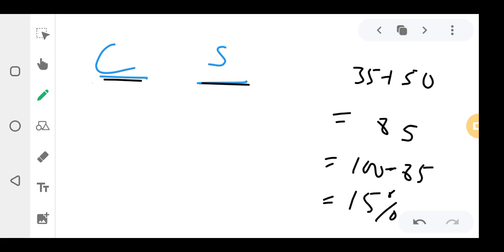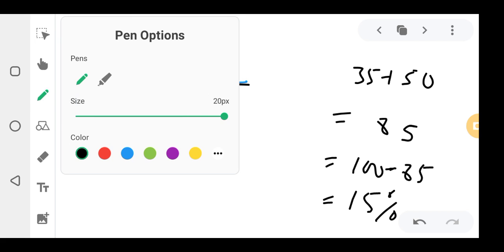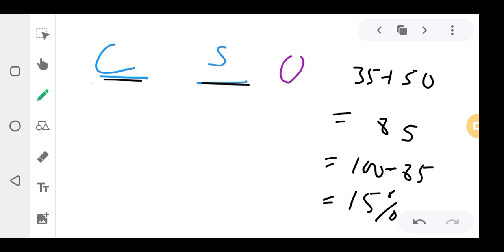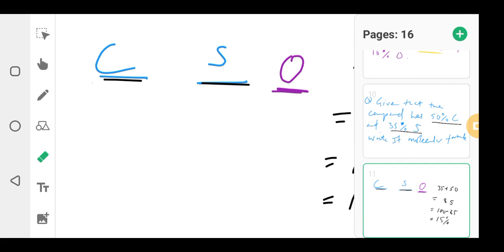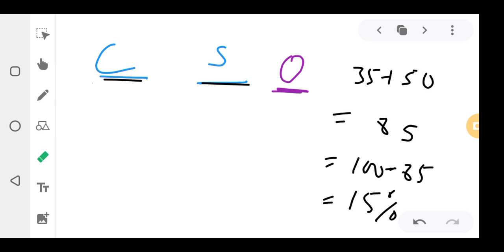Okay? So I'll introduce a new element, and that element which you always introduce is called oxygen. Whenever there is a missing percentage, you put oxygen as the missing element. So carbon is 50, sulfur is 35 according to the question, and then oxygen will carry 15%.